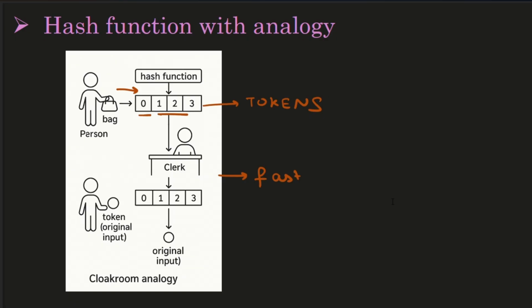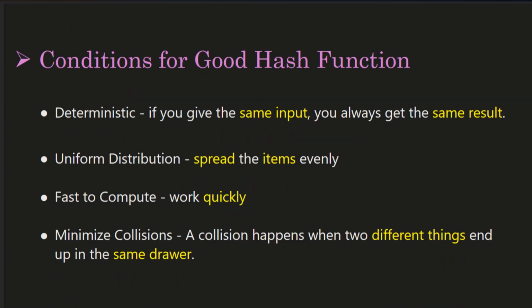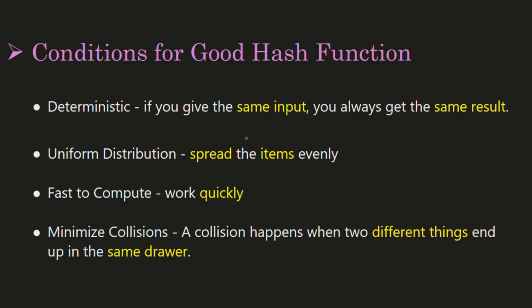Now, for a good hash function, you want these things. First is, it should be deterministic. This means if you give the same input, you always get the same result. Like, if you write John today and again tomorrow, it should go in the same drawer. No surprises every time you use it.